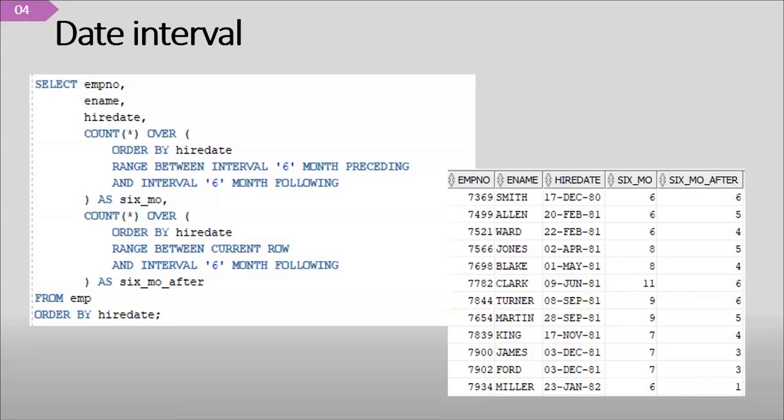For example, Miller didn't have anyone after, but had 6 people before in his range, including him, and for the after he had only him, because this interval calculates the current row as well.